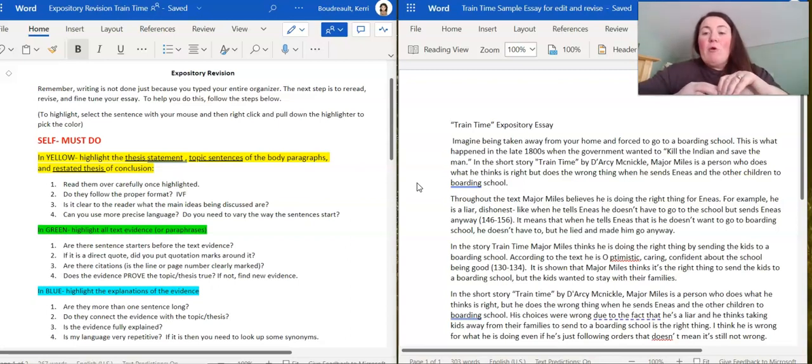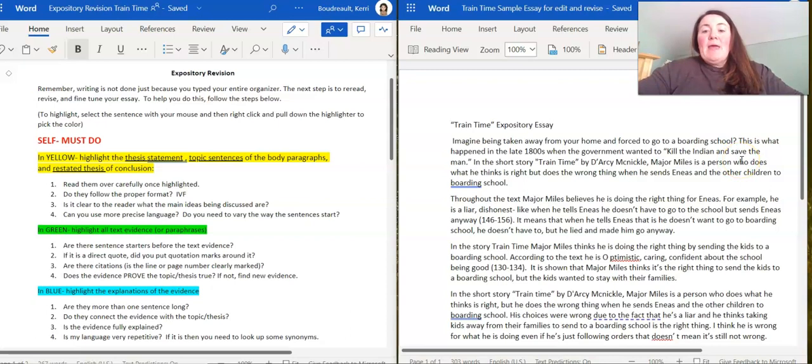"Imagine being taken away from your home and forced to go to a boarding school." That's a good hook. It's getting my attention, but it's asking a question. Questions should end in a question mark, right? So I need to go in. That's punctuation. That's my P in COPS. And I need to put in a question mark.